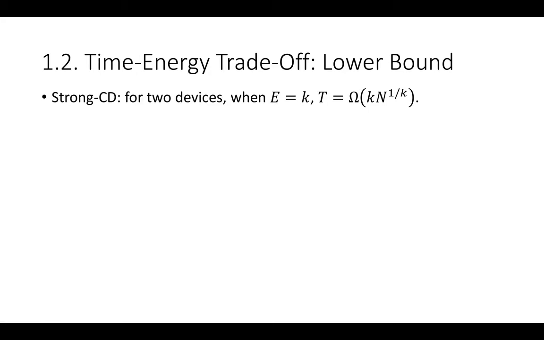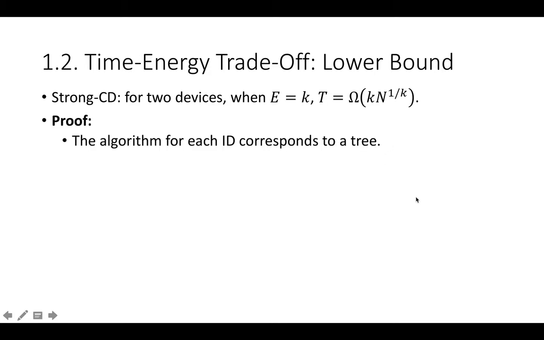Next, I will briefly talk about how we prove the matching lower bound. So we prove that for an algorithm that works for 2 devices, when it has energy k, its time complexity has to be at least k times n to the 1 over k. So the proof works as follows.